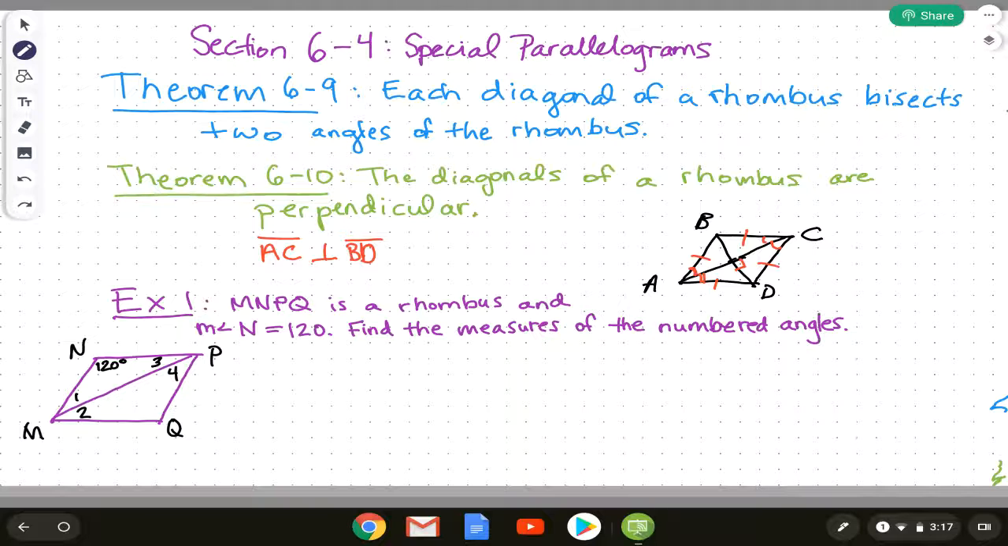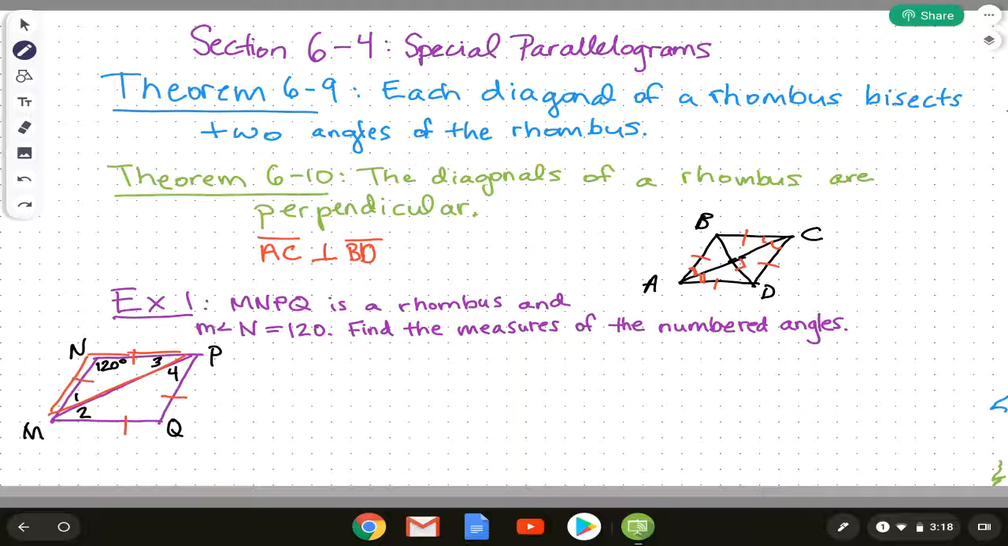So in example 1, MNPQ is a rhombus. They tell us that, which means we know all the sides have the same length. They also tell us that the measure of angle N is equal to 120 degrees, and they want us to find the measures of the numbered angles. So if we look at the triangle MNP, where we know the 120 degree angle is located, we can see that it's an isosceles triangle because it has two sides that are the same length.